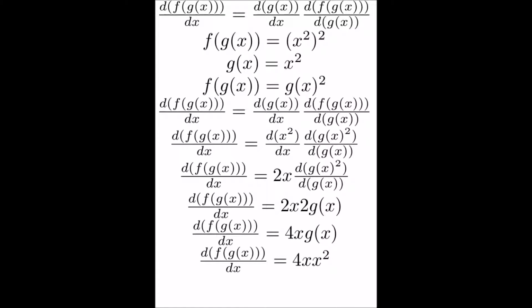Now we just need to differentiate g of x squared with respect to g of x. Well, that's just x squared differentiated with respect to x, but with x replaced by g of x. So that's just 2 g of x. 2 times 2 is 4. Now I substitute in what g of x is, x squared. Now x times x squared is x to the 3, and we're done.